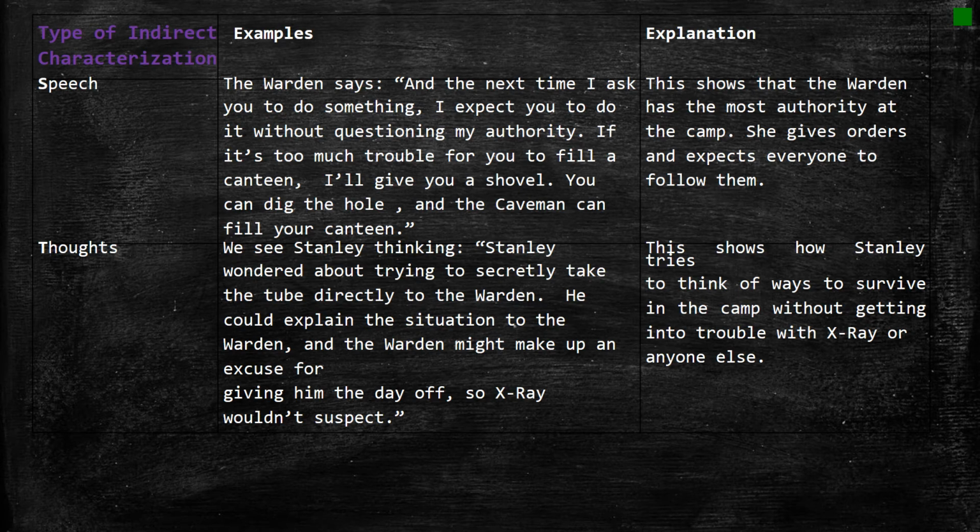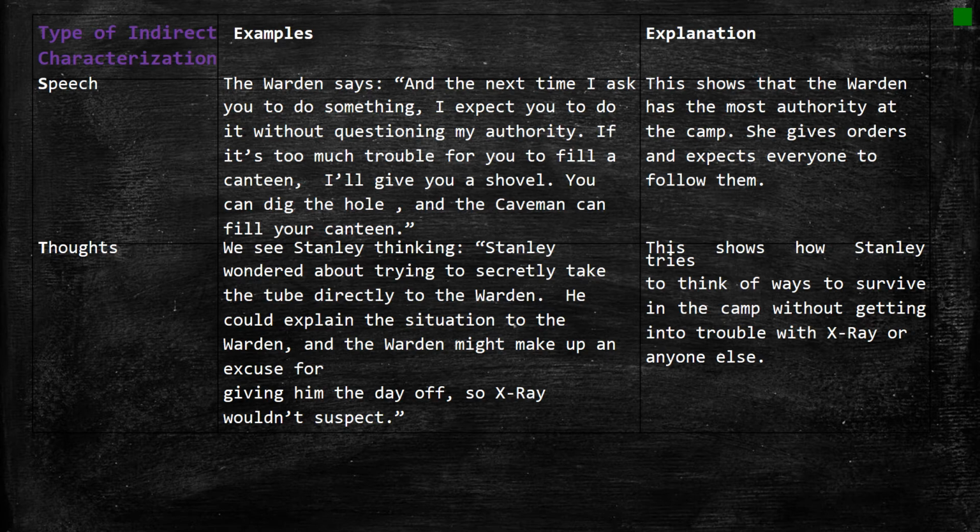Types of indirect characterization. So speech, for example, the warden says, "And the next time I ask you to do something, I expect you to do it without questioning my authority. If it's too much trouble for you to fill in a canteen, I'll give you a shovel. You can dig the hole, and the Caveman can fill the canteen." This shows that the warden has the most authority at the camp. She gives orders and expects everyone to follow them.